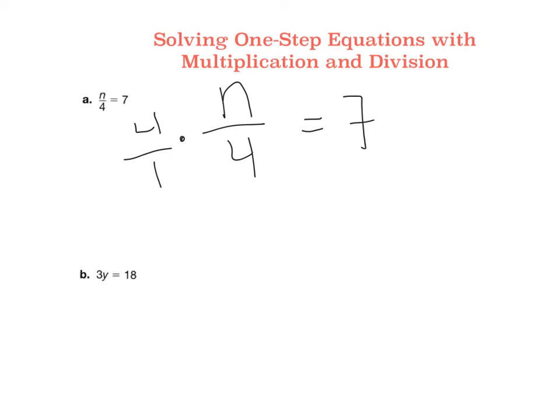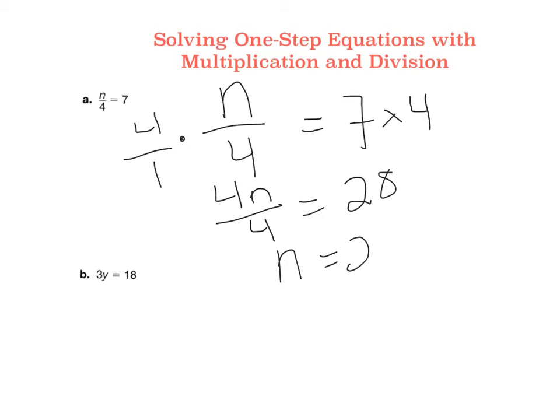I would have to do 4 over 1. So this would end up being 4n divided by 4. I would also need to multiply this by 4. 7 times 4 is 28. And then 4 divided by 4 leaves me with n, 1n, equals 28. That is why we multiply, because we're looking for this to cancel out. So that's why you do the opposite when you are dividing.